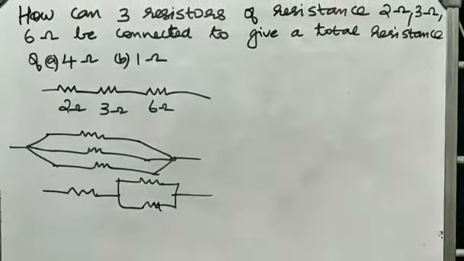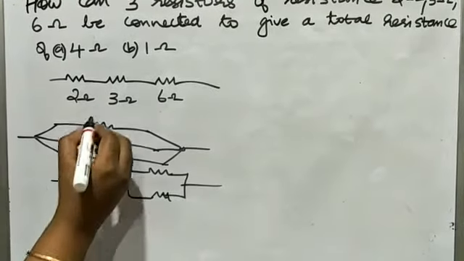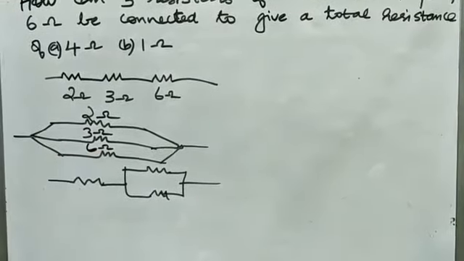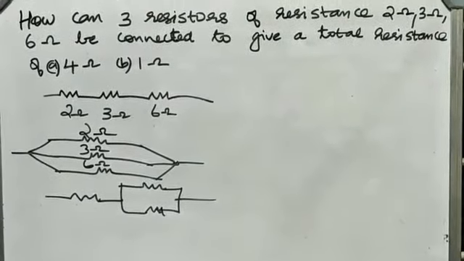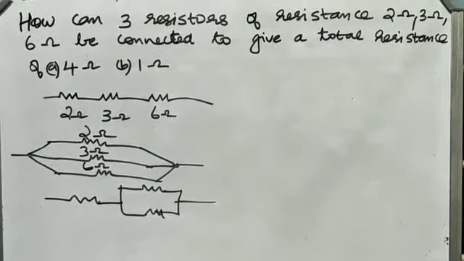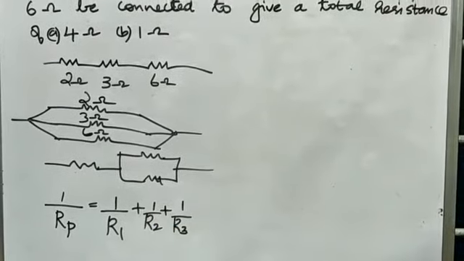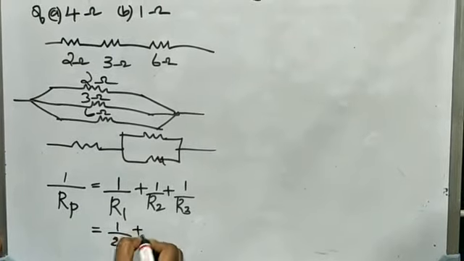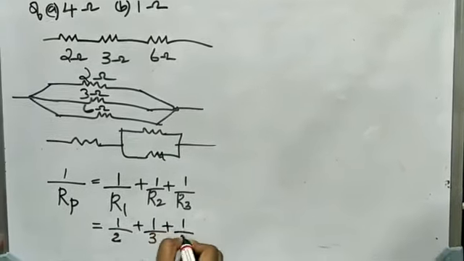If we connect these 3 resistors in parallel, that is 2 ohm, 3 ohm and 6 ohm, you will be getting the effective resistance as 1 ohm. Let us see. Okay, so if you connect the 3 in parallel, what is 1 by Rp? This is the equation for finding out the effective resistance when resistors are connected in parallel: 1 by Rp equal to 1 by R1 plus 1 by R2 plus 1 by R3. Here we have got 3 resistors, right? So we can substitute 1 by 2 plus 1 by 3 plus 1 by 6.